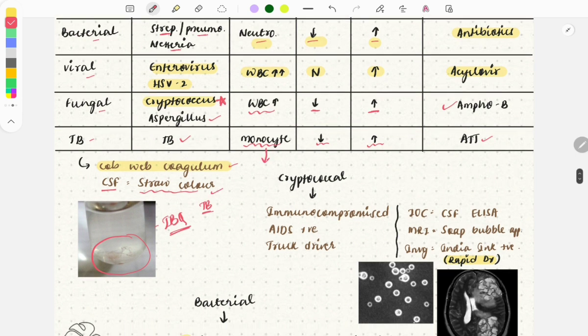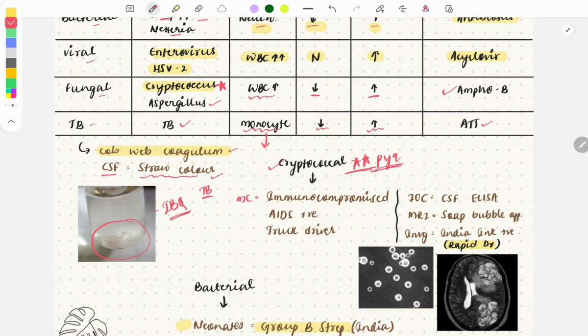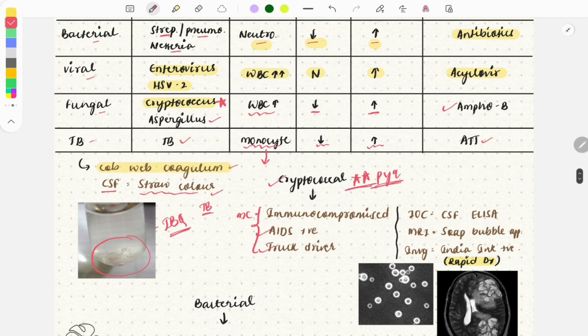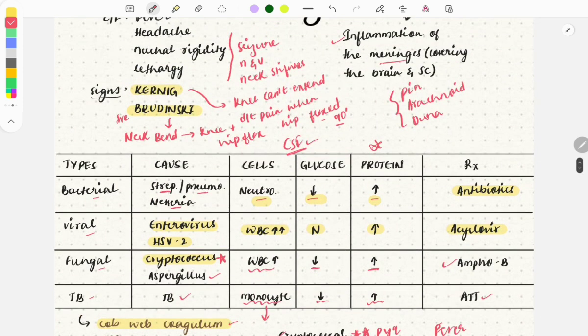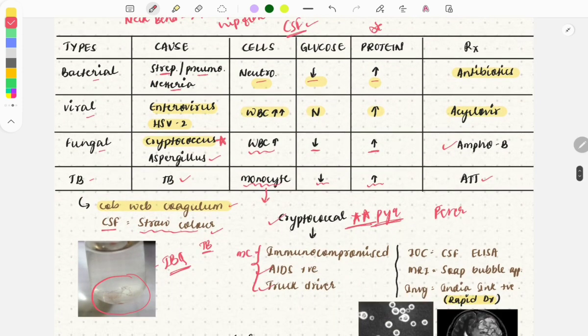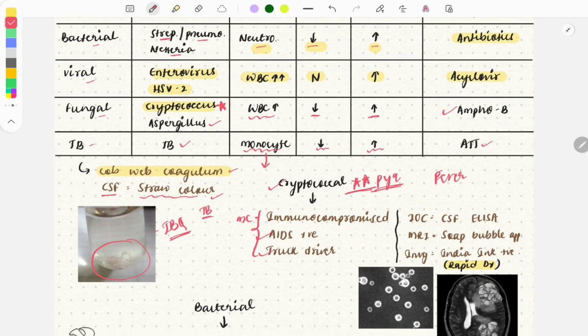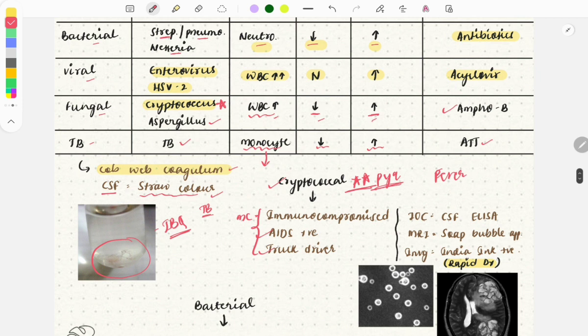Now let's discuss cryptococcal meningitis, which is a very important topic and a previous year question, so it is a repeat topic. This is most commonly seen in immunocompromised patients, AIDS positive patients, and truck drivers. So if a question says a patient presents to your emergency with fever, headache, nausea, vomiting, lethargy, and he is a truck driver, and his CSF analysis shows these things, what is the patient suffering from? It will be cryptococcal meningitis.